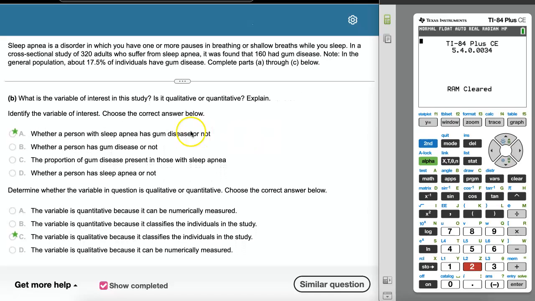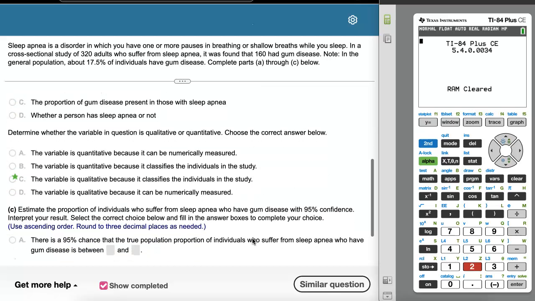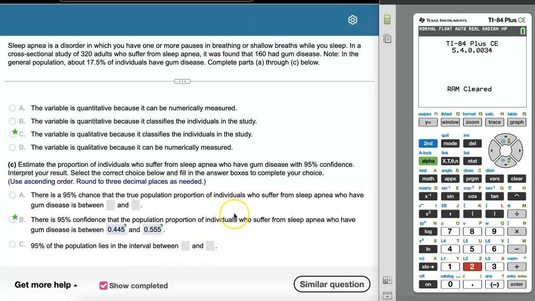What's the variable of interest? Well, and how is it, as far as qualitative versus quantitative? Really what we're looking at here is whether a person with sleep apnea has gum disease or not. So the answer to that question is either yes or no. There's two outcomes. And in that case, then we could say this is a qualitative variable, because it classifies the individuals in the study as either having gum disease or not having gum disease. Now that's going to determine what we do next when it comes to finding a confidence interval.